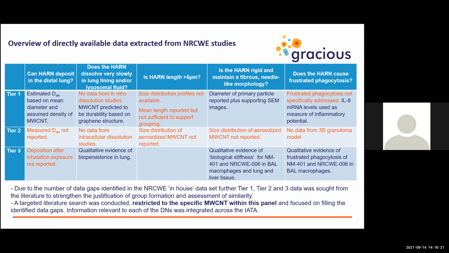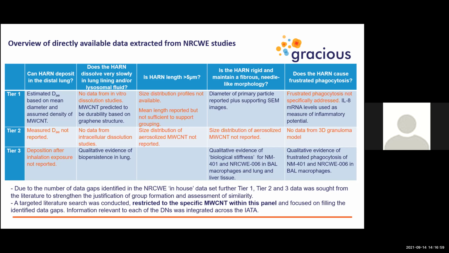So the relevant data was collected from these published studies and applied to the IATA decision node questions. And this slide gives an overview of the directly available data which was extracted from the NRCWE studies at each decision node and at each tier of testing. But due to the number of data gaps identified in this in-house data set, which is highlighted here in the text in orange, further tier 1, 2, and 3 data was sought from the literature to strengthen the justification of group formation and the assessment of similarity for these nanoforms.